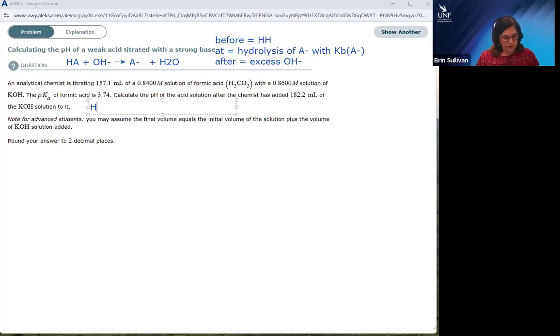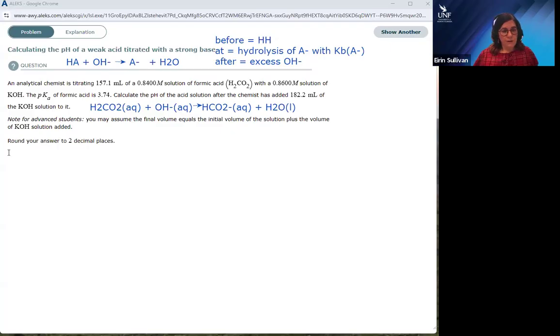So our neutralization here is our formic acid is going to be neutralized by the added hydroxide from, in this case, potassium hydroxide. And that is going to form our conjugate base, which is the formate anion, and water, right? So that will be our neutralization reaction. And of course, if we've gone past that equivalence point, we're going to have so much excess hydroxide that any formate anion that's in solution is going to be negligible in terms of aqueous species.